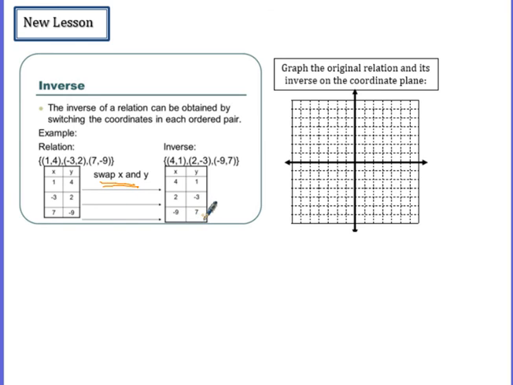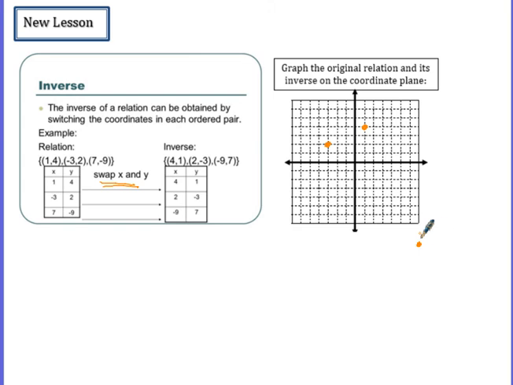Now let's see how this plays out on a graph. Let's graph the original relation in orange. (1, 4) in orange. (-3, 2) in orange. And (7, -9), 1, 2, 3, 4, 5, 6, 7, negative 9. Let's go ahead and just estimate.